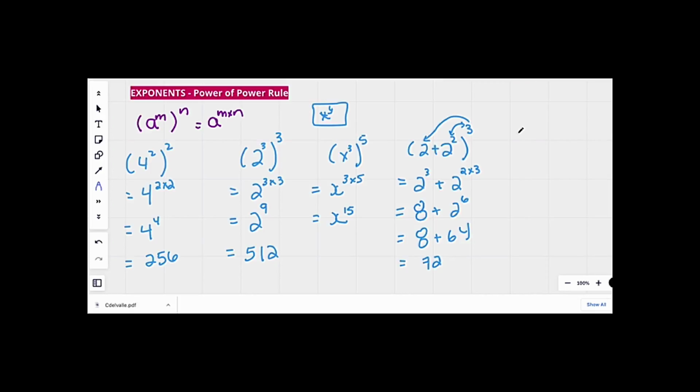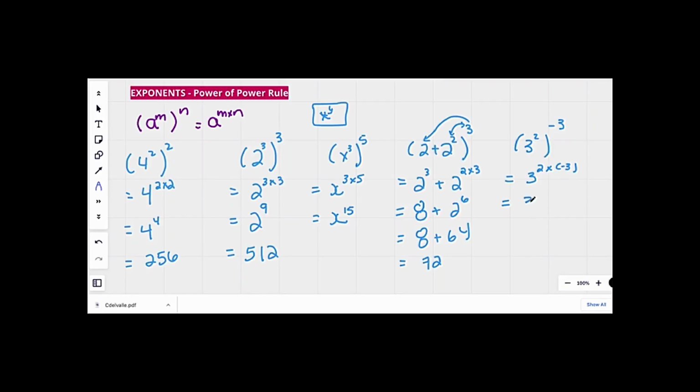Okay, what if we had something like 3 to the power of 2 and all of that to the power of -3? Well, it doesn't change. We still have the power rule that we need to apply. So our base stays the same, and we're going to have our 2 times -3. So we know from integers that when we're multiplying two integers with different signs, so a positive and a negative, we always get a negative.